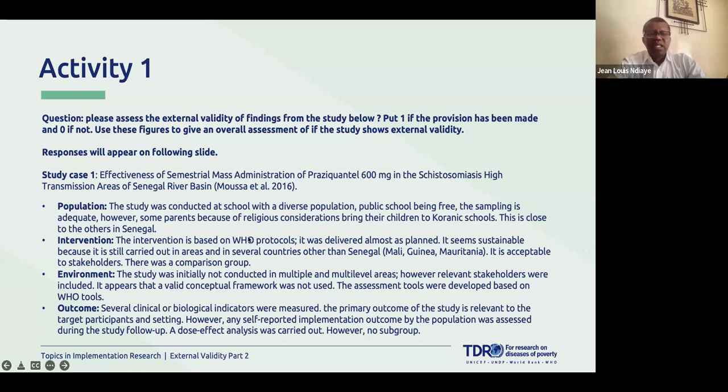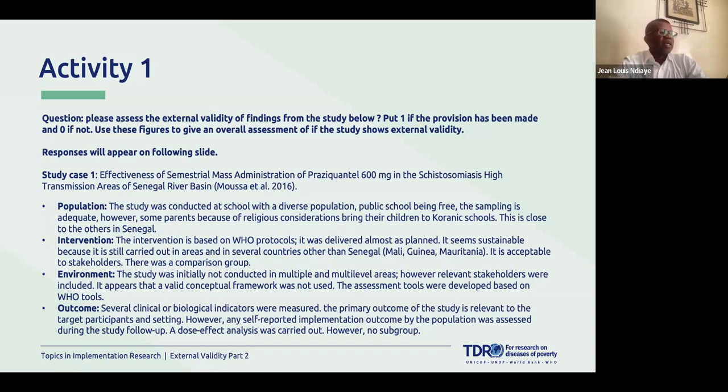So it seemed that it's using WHO protocols, and it was delivered almost as planned. Okay. Is the intervention sustainable? Yeah, we know that the health system in Senegal, Mali, Mauritania, and Guinea, every year they organize the campaign of mass drug administration of praziquantel against bilharziasis, but also against other neglected tropical diseases.